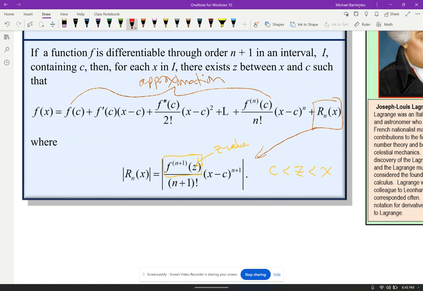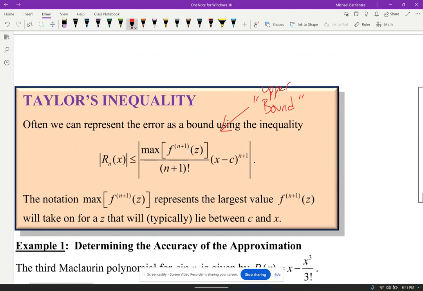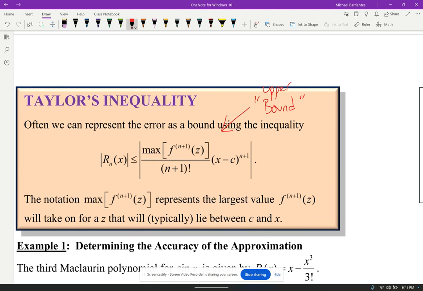Lagrange says, hey, the remainder equals this thing exactly. Taylor comes back and he says, true, and because it's hard to figure out that z value, why don't we just say the remainder has to be less than or equal to whatever the maximum is of the n plus 1th term at that z value. So if I can figure out a maximum value, then that's going to create an upper bound, and I know that my error is going to be under that. So it's almost like we're estimating the error of the approximation of the value.